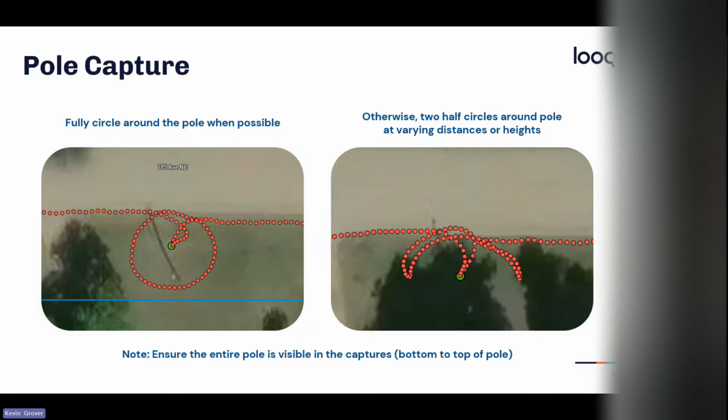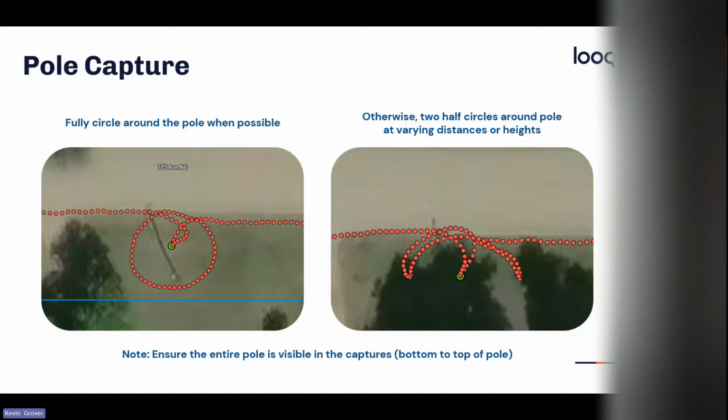So around a pole, we've got kind of two opportunities here. We want to be able to fully circle around a pole when possible. So in this case, in the image on the left, done just a single circle around. Ideally, if you could circle around the pole twice is great. This would be circling around it once, kind of pointed more to see the entire pole.